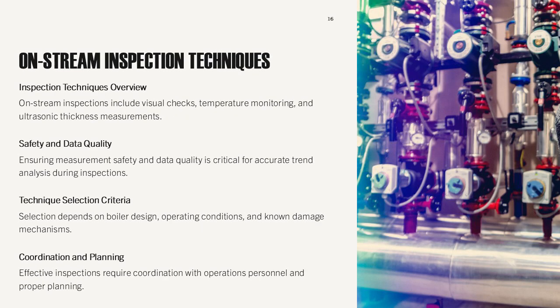Common on-stream inspection techniques include external visual inspection, temperature monitoring, infrared thermography, ultrasonic thickness measurements at accessible locations, and operational data review. Inspectors must ensure that measurements are taken safely and that data quality is sufficient for trend analysis. Selection of techniques depends on boiler design, operating conditions, and known damage mechanisms. Proper planning and coordination with operations personnel are essential to effective on-stream inspection execution.